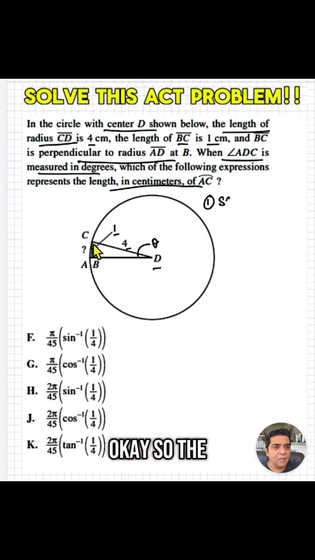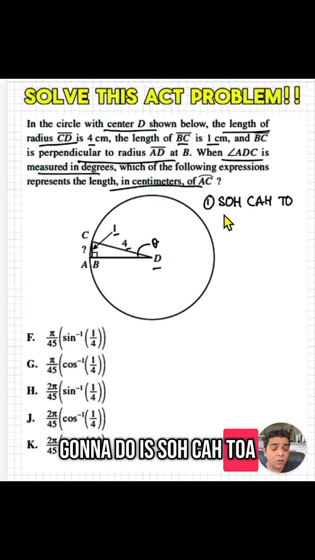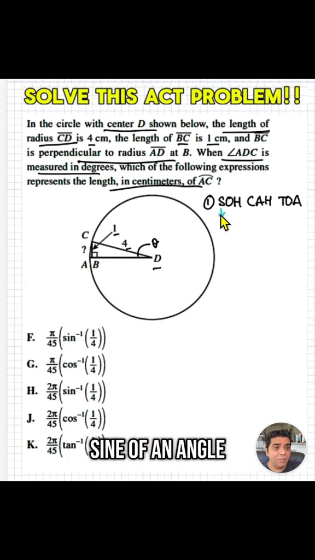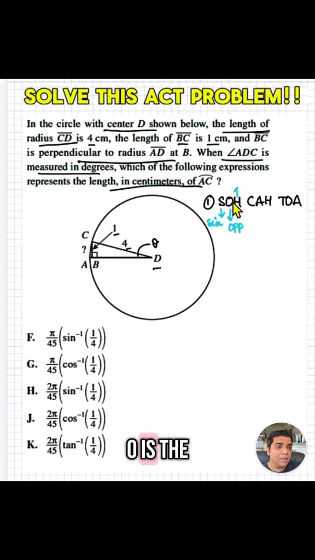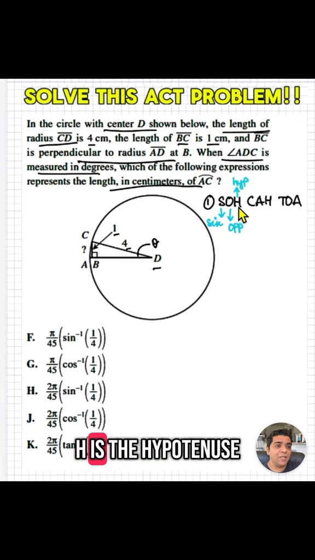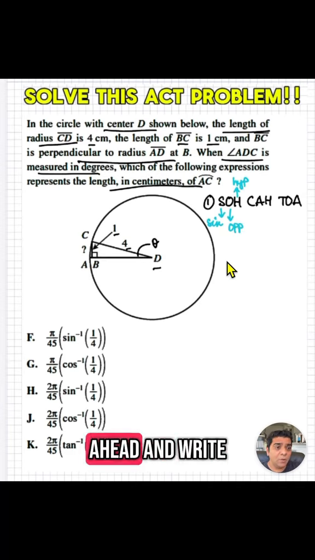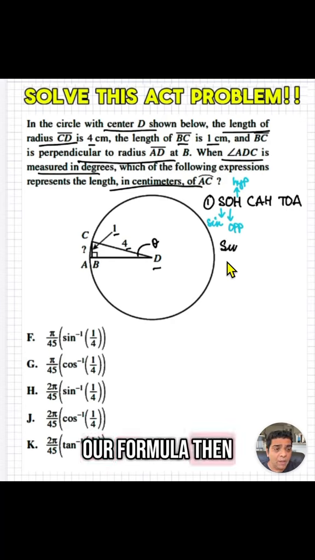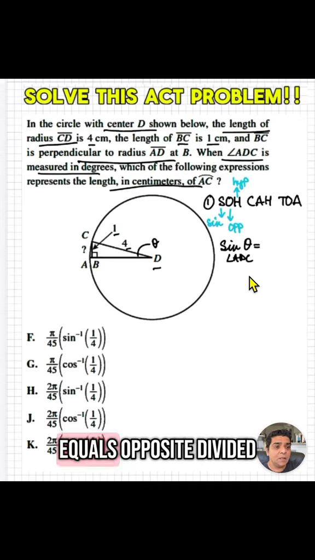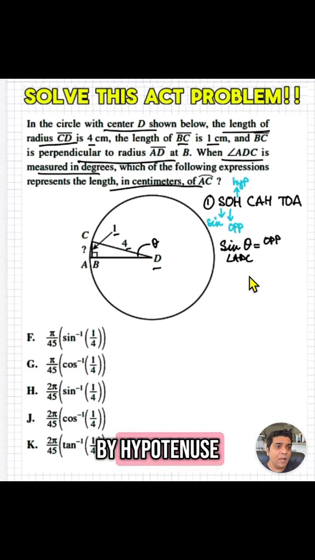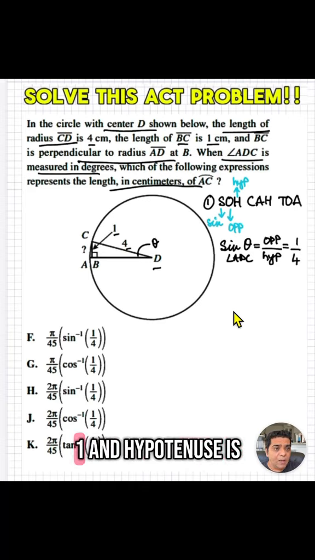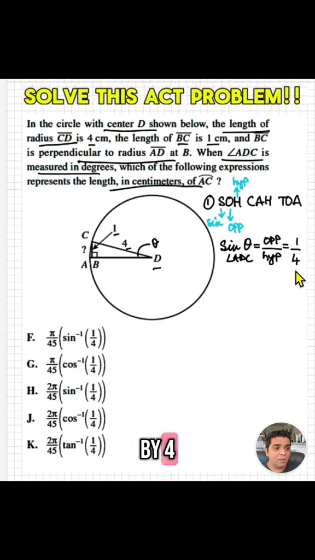Okay, so the first thing we're going to do is SOHCAHTOA. S is the sine of an angle. Let's call this theta, ADC. O is the opposite side, and H is the hypotenuse. So let's go ahead and write our formula then. Sine theta, or this angle, equals opposite divided by hypotenuse. So opposite is 1 and hypotenuse is 4, so 1 divided by 4. Okay, so that's our sine theta.